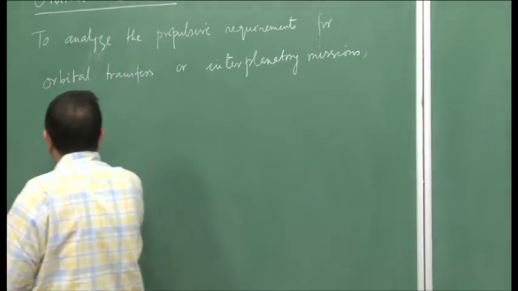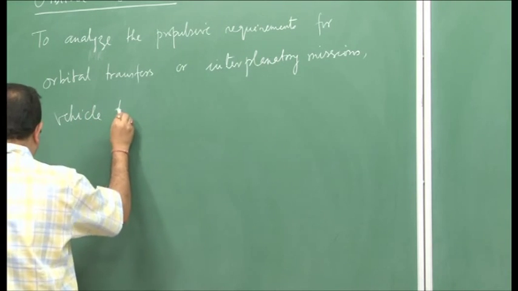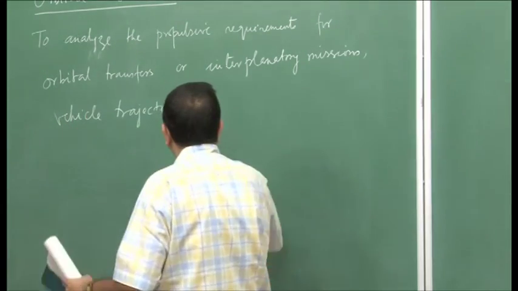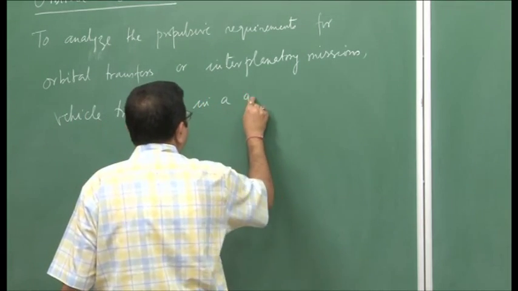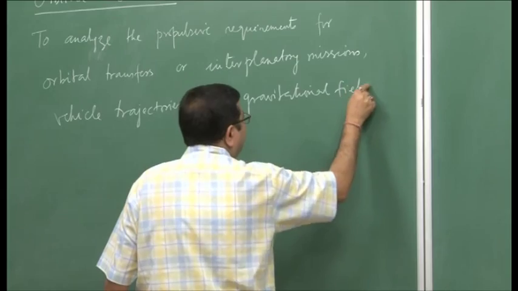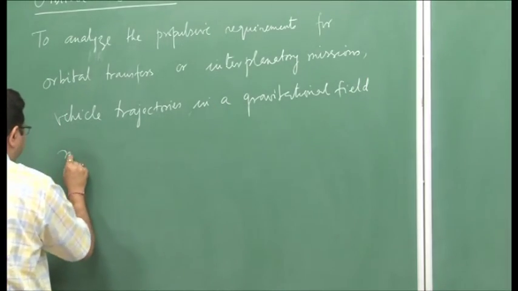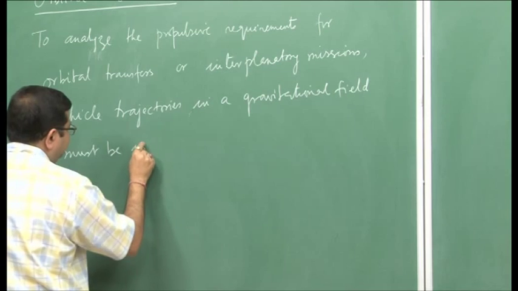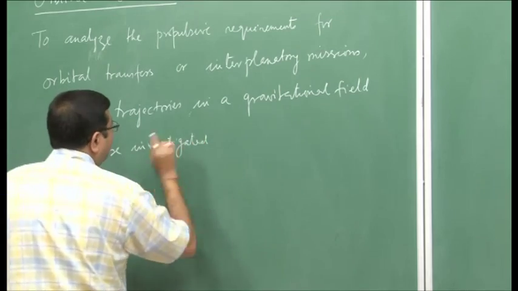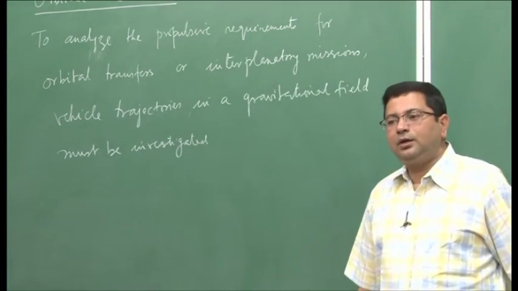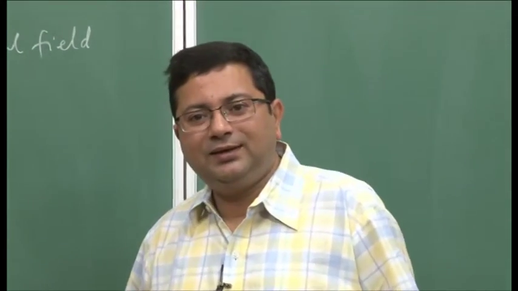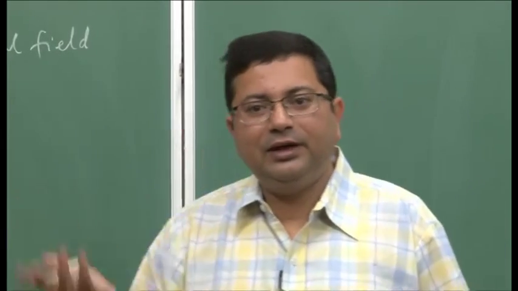Then vehicle trajectories in a gravitational field must be investigated. What do we mean by vehicle trajectory? We have talked about the vehicle dynamics. Part of the dynamics is the path the vehicle is taking, and that is called the vehicle trajectory.